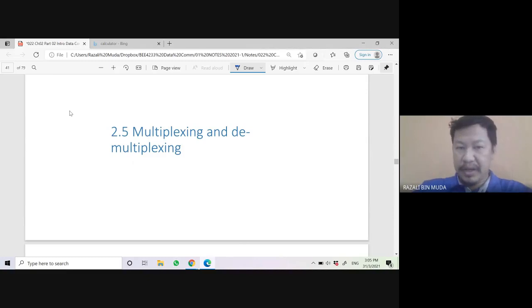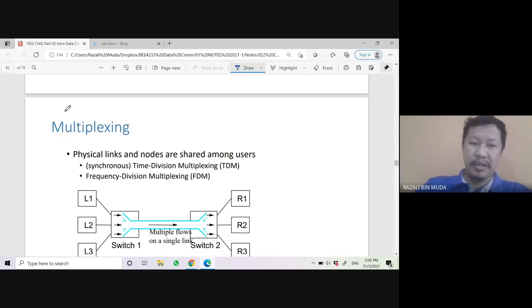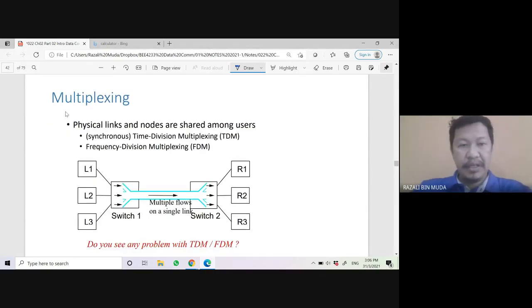Next is multiplexing and demultiplexing. We call it mux, demux. Multiplexing, demultiplexing. So what is multiplexing? Multiplexing is where physical link and nodes are shared among users. Synchronous time division multiplexing, frequency division multiplexing. So these are common types of multiplexing.